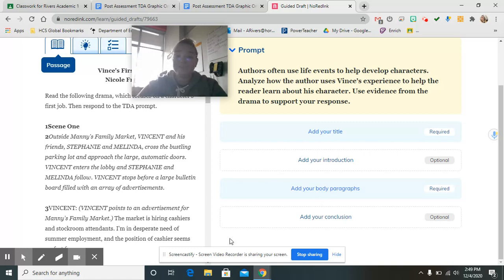Other than that, good luck. I wish you the best. You guys are going to do awesome. I already know. Use the TDA that we wrote together to help you get through this TDA. Use the graphic organizer we created together, okay? Use it to help you generate ideas about this new TDA.